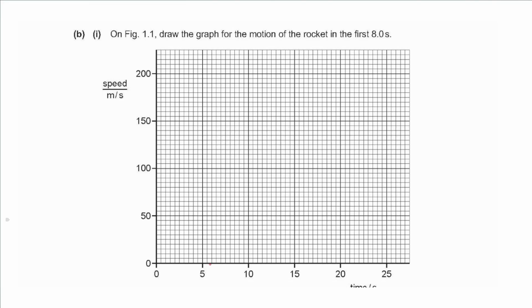As for time, we have each two divisions represent 1, so this is 6, 7, 8 seconds, and it meets the y-axis at 120. Each two divisions represent 10, so this is 110, this is 120. So we must reach this point from the origin since it was at rest at the start, and constant acceleration is represented as a straight line, like this.